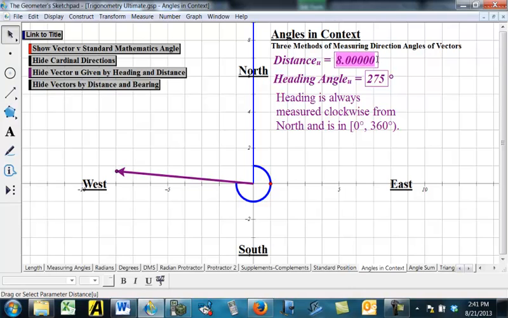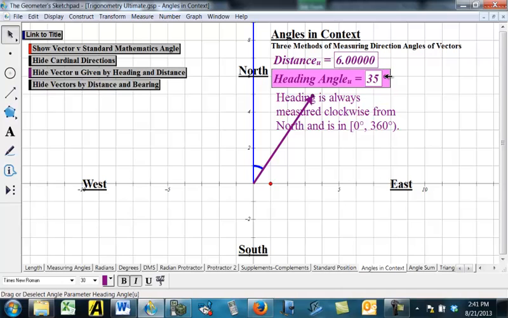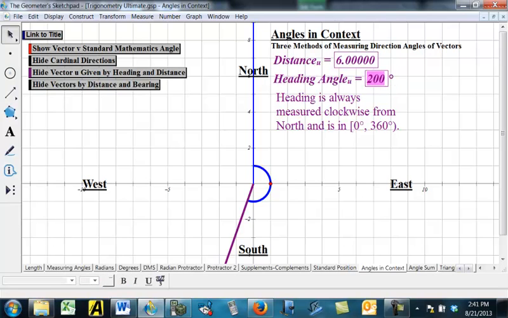And of course we can put a distance to it. Right now this is 8 units long. We could make it shorter, maybe 6 units long. That didn't change the angle. We can change the angle as well, so we could have an angle of 35 degrees, then we're pointing northeast there. If we put the angle bigger than 90 but less than 180, let's go 150 degrees, less than 180 but bigger than 90 degrees.